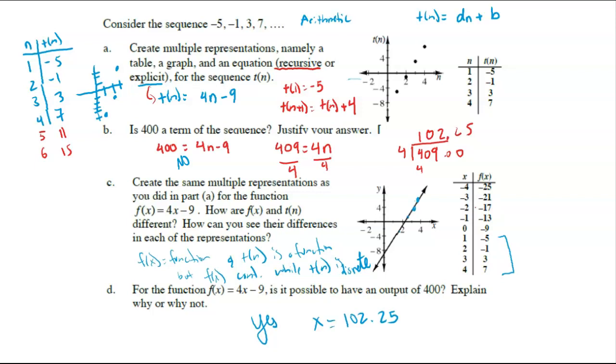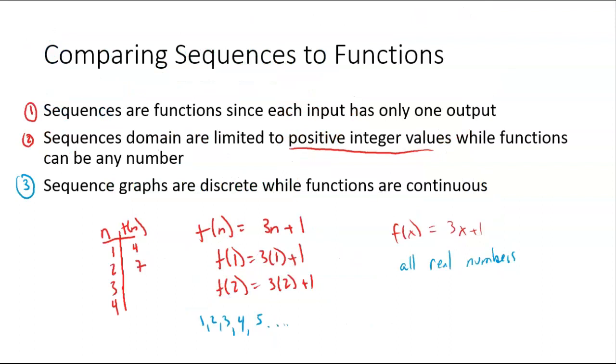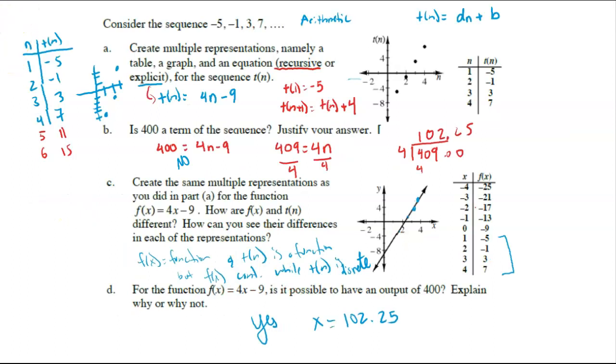I'm just going to bring us back up to here. I can plug any value into a normal function. If I'm only doing a sequence, I'm only doing my positive integers. So here's our main difference: we have 2 problems. One's a sequence and one's a function.